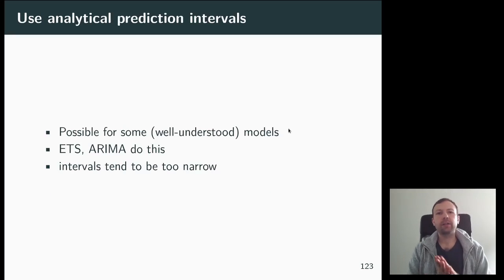So analytical prediction intervals, that's obviously possible if you have a well understood model and you can calculate them. Actually, many of the classical models do this. So ETS, ARIMA, they will directly give you prediction intervals. However, they often have the well-known problem that these intervals tend to be too narrow. So they don't consider all sources of uncertainty, so they are a bit too narrow.